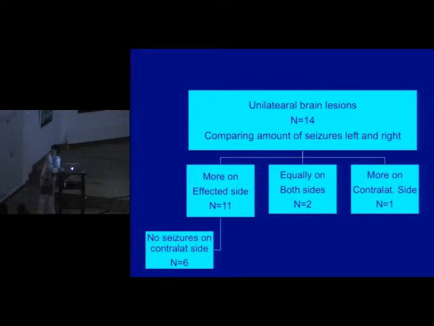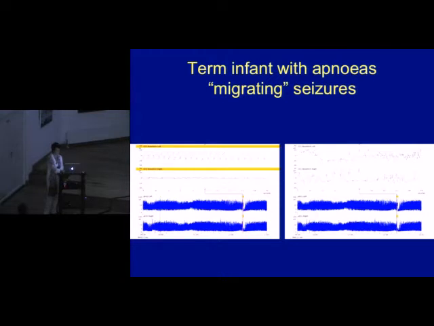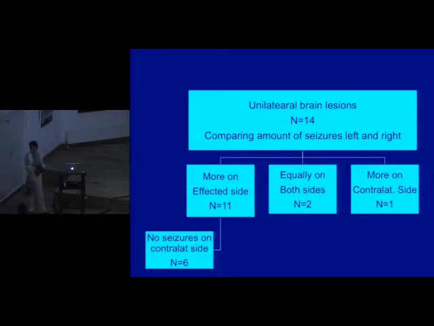Do we need two channels, or is one channel sufficient, especially in babies with a unilateral brain lesion? As you can see here, even if you have a unilateral brain lesion, you can have seizures on both sides equally. And sometimes you have even more seizures on the other side. This was all EEG. So, in general, you're not doing it wrong if you only have one channel and you have a baby with a unilateral lesion. You will pick it up most of the time.